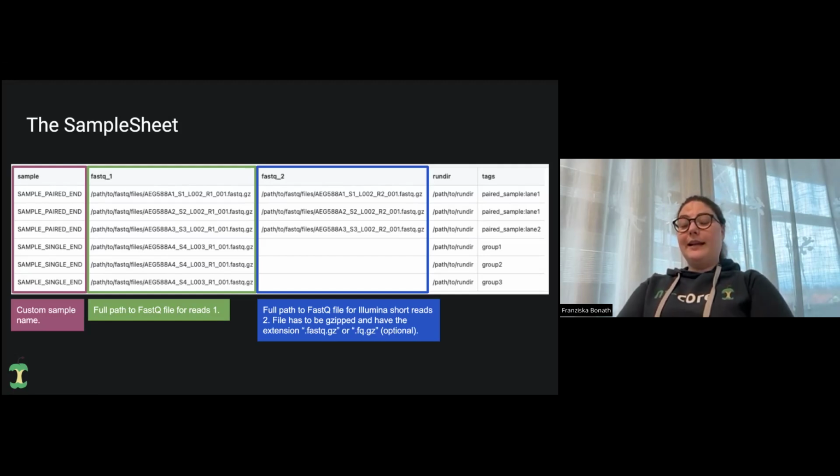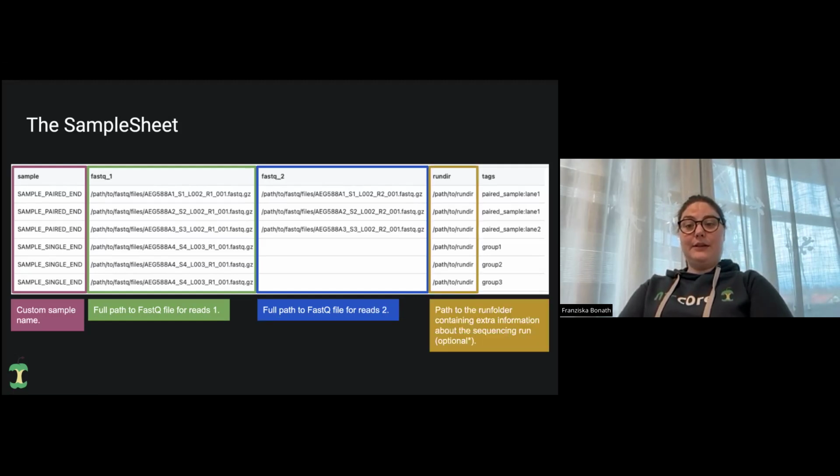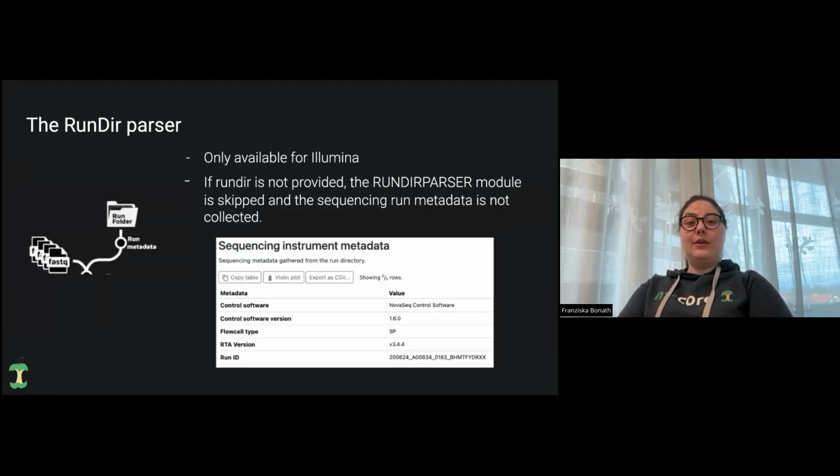And now we're getting into the more interesting parts of the sample sheet, which is the run dir. This is, I assume, nearly unique to seqinspector. And it's basically the run folder that comes out of, in this case, an Illumina sequencer. So at the moment, this only works for Illumina. And if you do not provide a run dir, then the whole module will be skipped and it will just not be part of it.